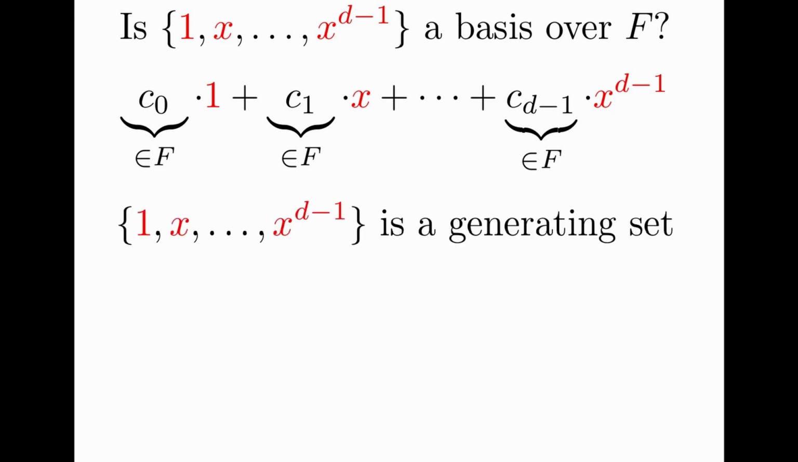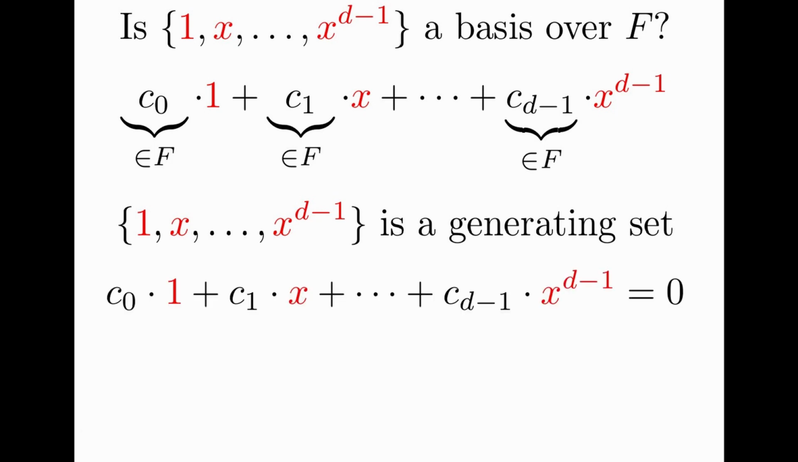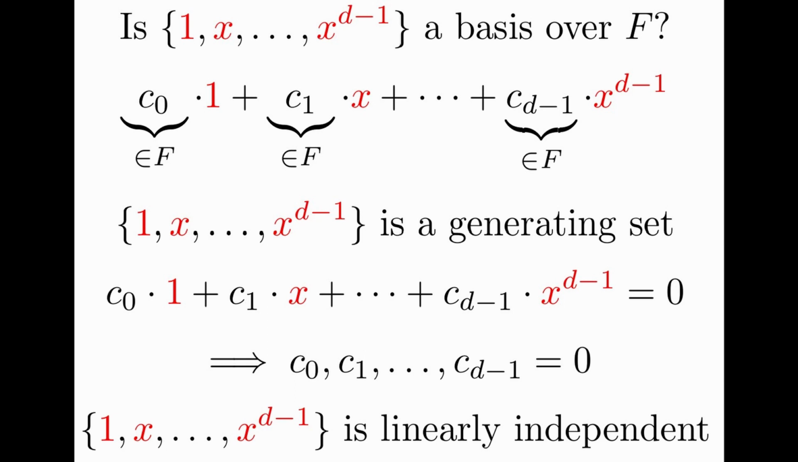So this is definitely a generating set. Additionally, if this is the general form of our linear combination, then if this linear combination is equal to 0, we know that's only possible if all of the coefficients are equal to 0. And therefore, this set of powers of x is also linearly independent over F. And since this is a generating set that's linearly independent, we get that these powers of x up to x^{d-1} are a basis for our module over F.